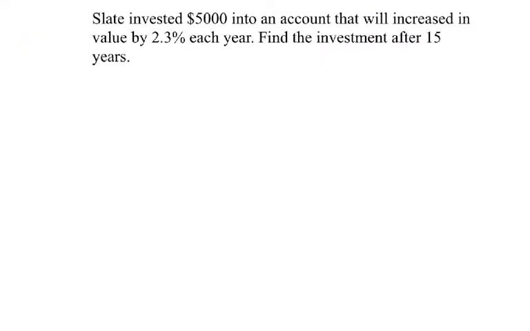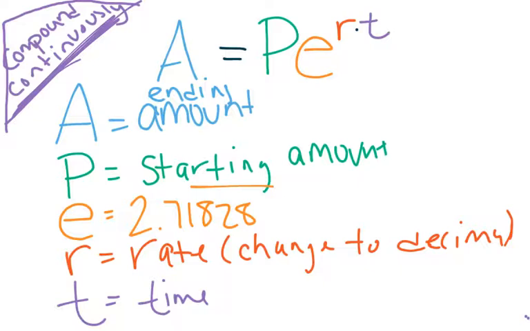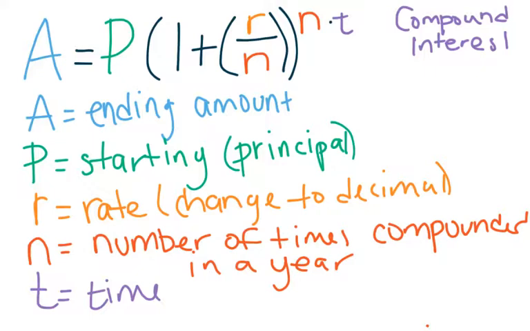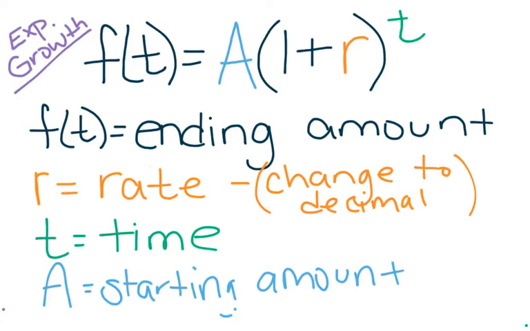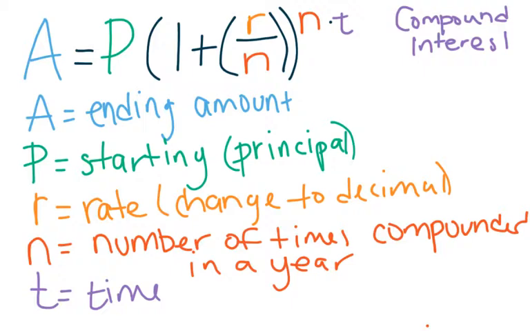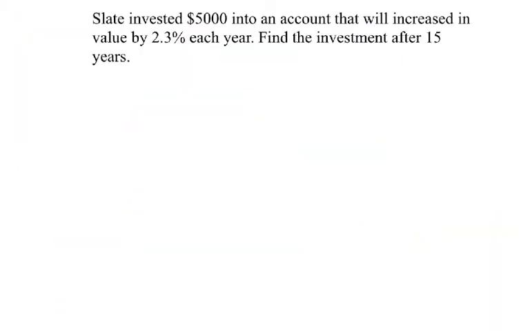Alright, so I think the hardest thing is reading a question and knowing which formula to use. So remember, use this one if it says compounded continuously. If it does not have the word continuously, then it's this formula. Use this formula anytime you talk about something depreciating in value, decaying, decreasing in value, and use this one anytime you're talking about something growing, or a word that makes you think of growth.